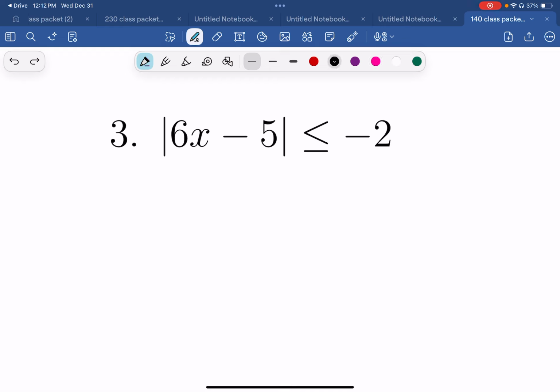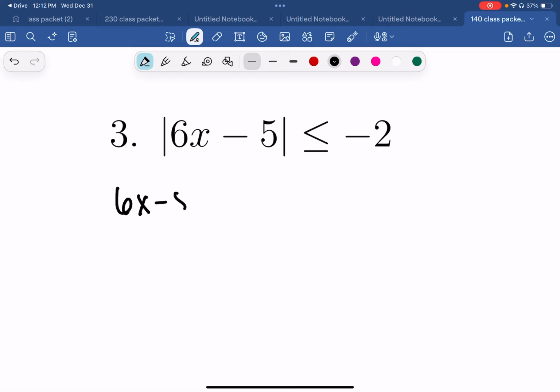Well, what absolute value means is what's in the absolute value could already be positive. Okay. If it's already positive, then I can just drop the absolute value because the absolute value doesn't do anything, right? The absolute value makes whatever's inside positive. If it's already positive inside, then it doesn't do anything. So we can just drop it.